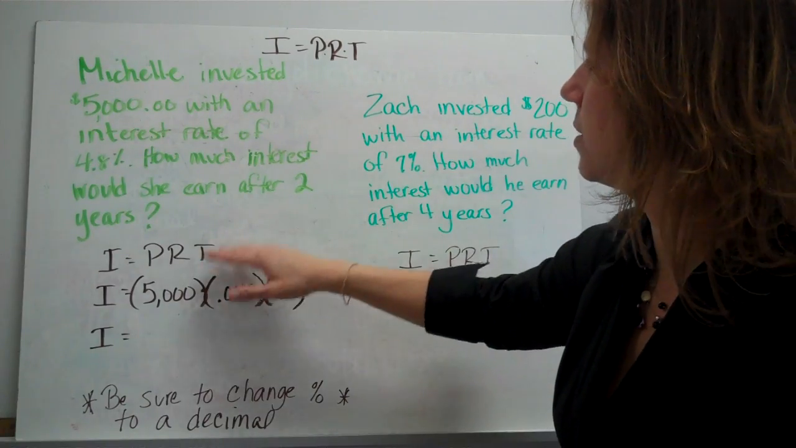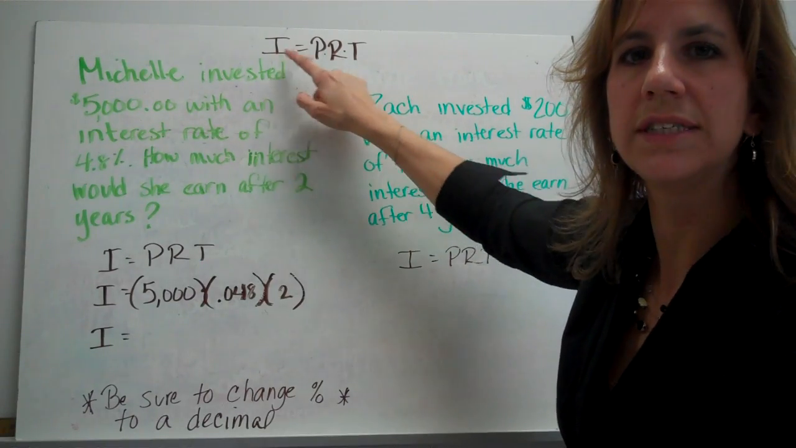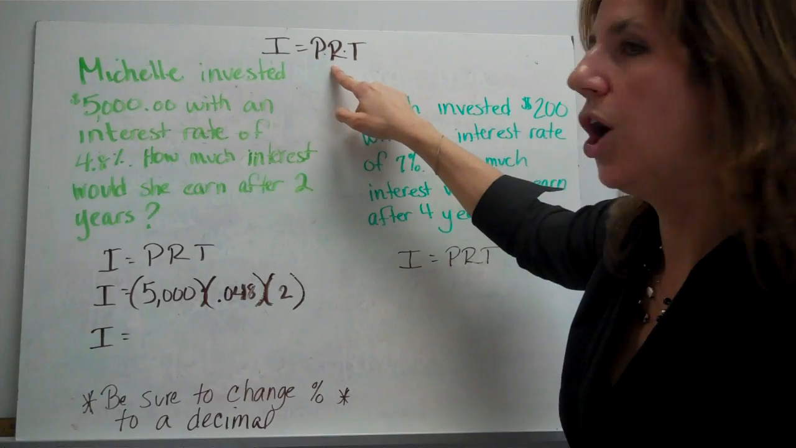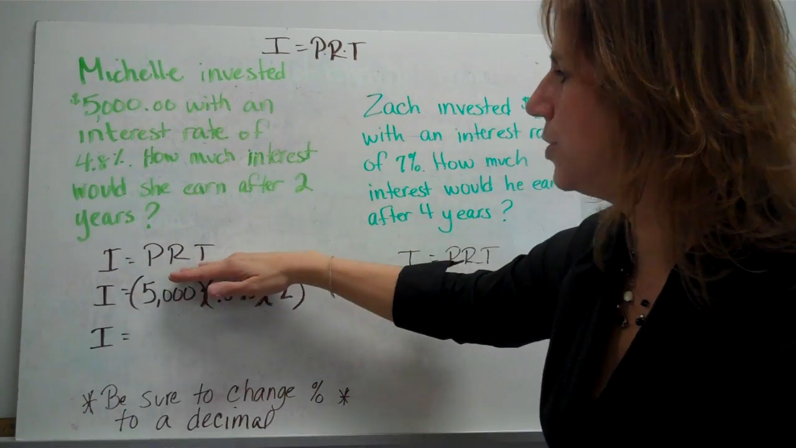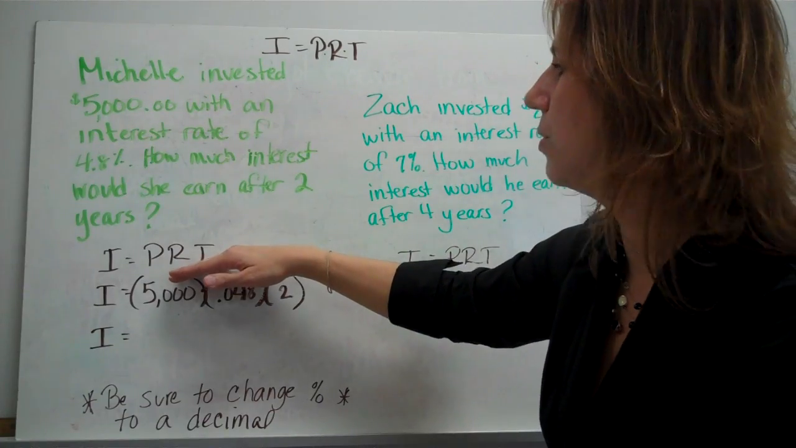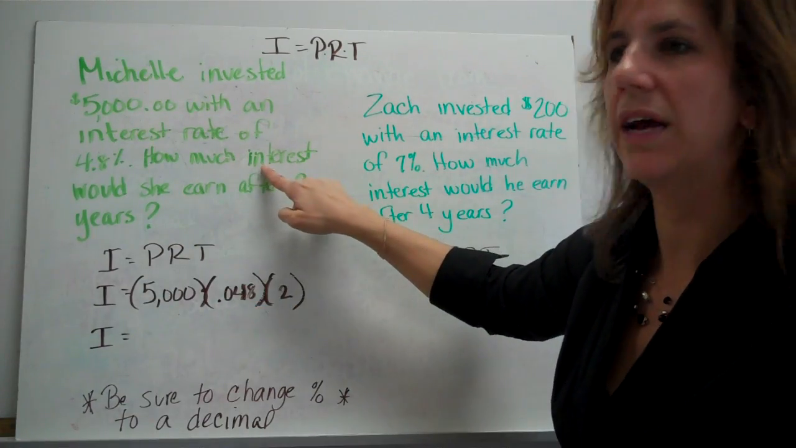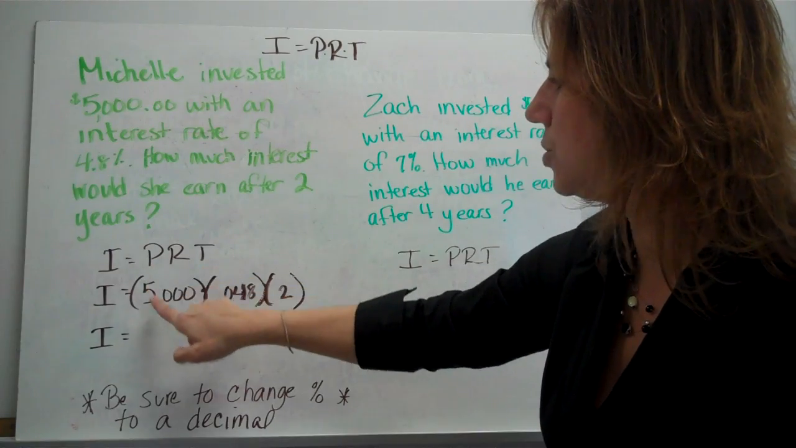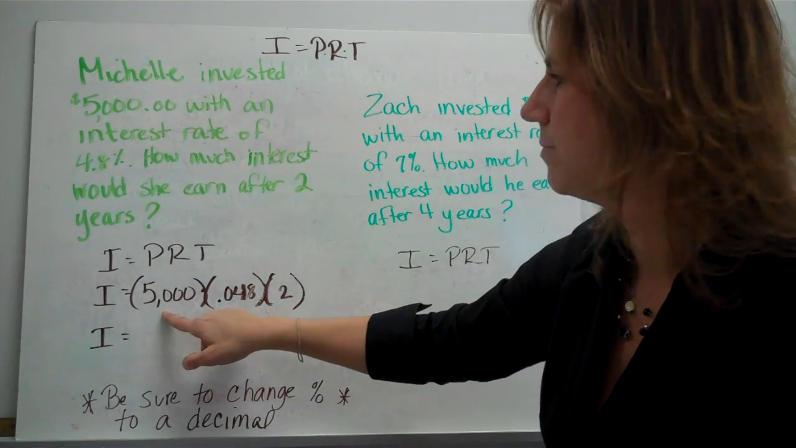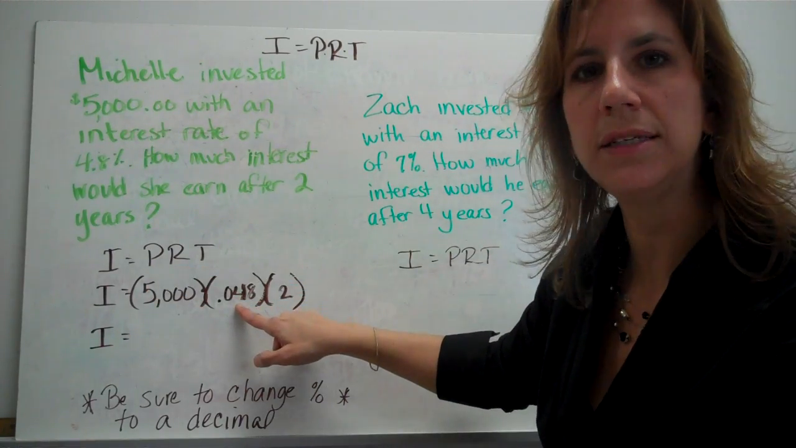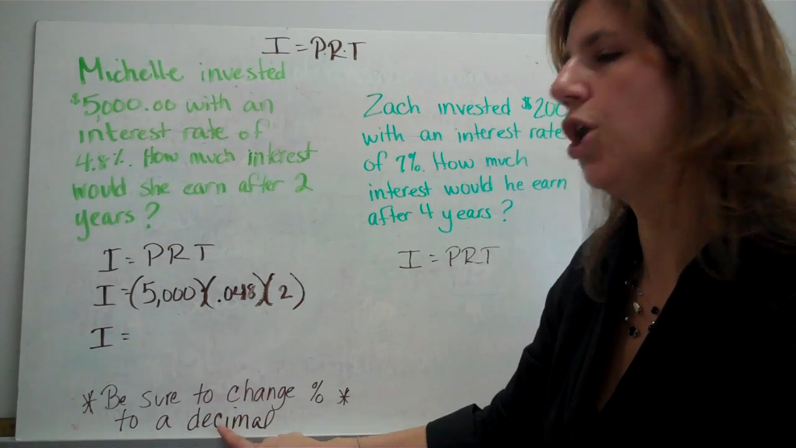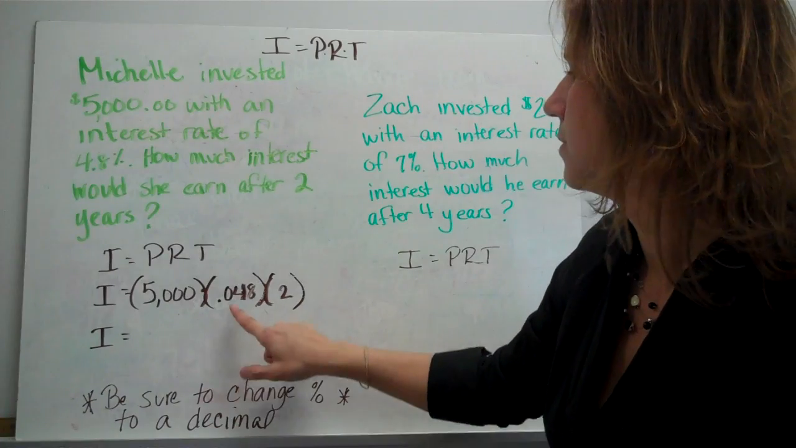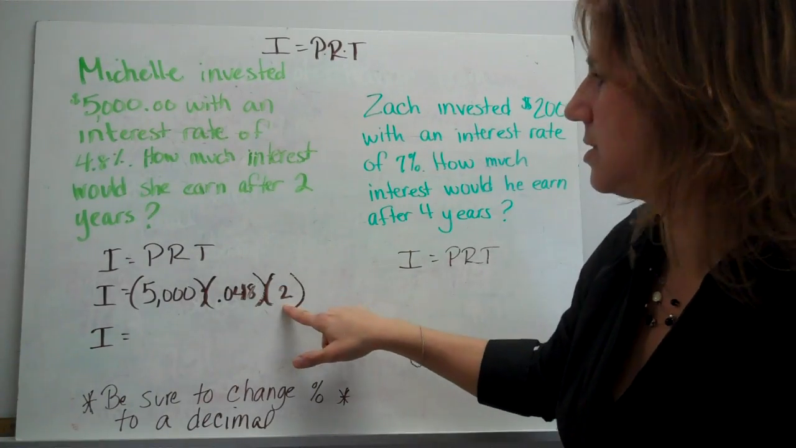All right, this is the formula that we're going to use. I for interest, P for principal, R for rate, and T for time in years. So always write your formula first. Let's fill in what we know. We don't know the interest. That's what we're trying to find. We do know how much money she put in the bank. We know the interest rate. Notice I've changed that to a decimal. Make sure you change all percents to a decimal. Okay? And then how many years?